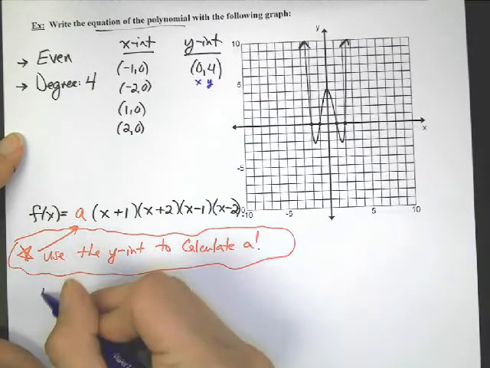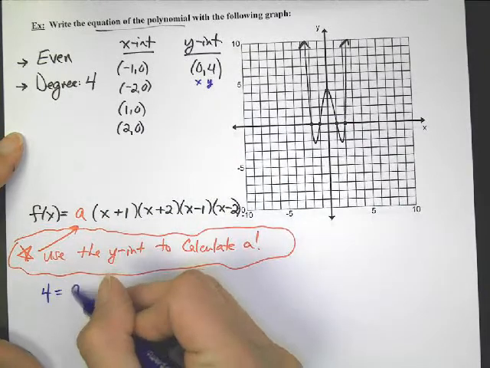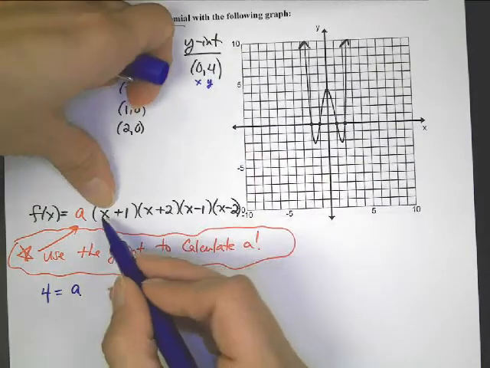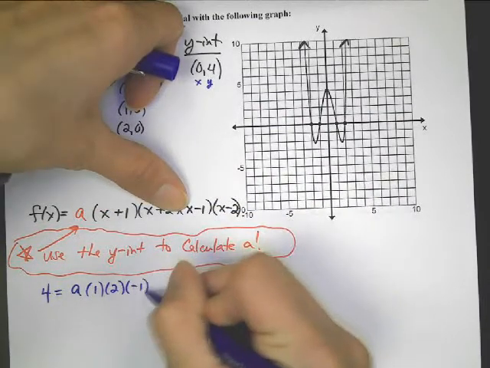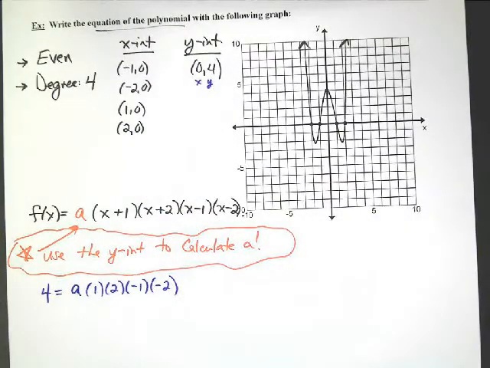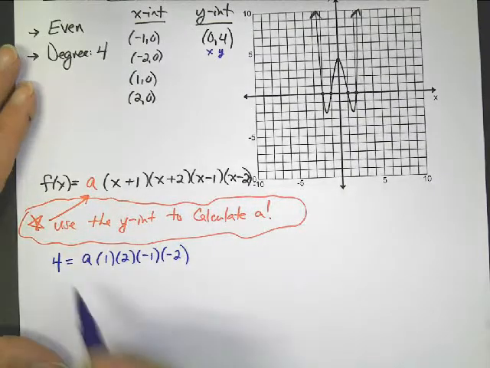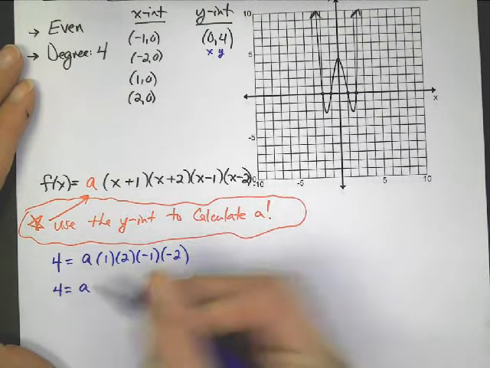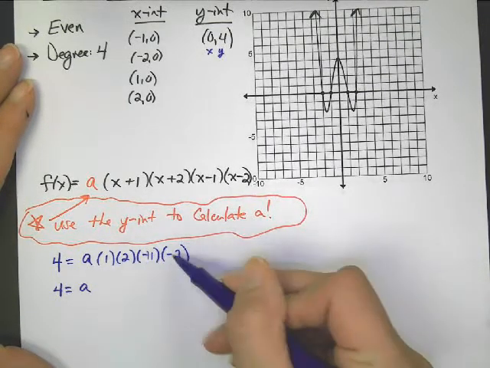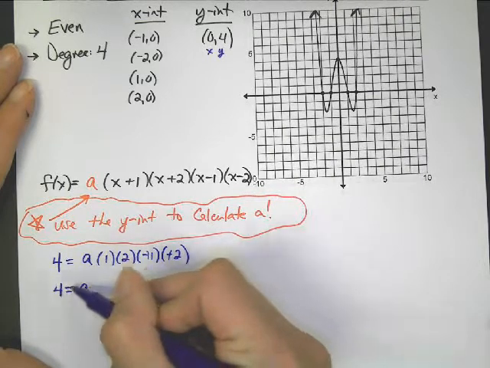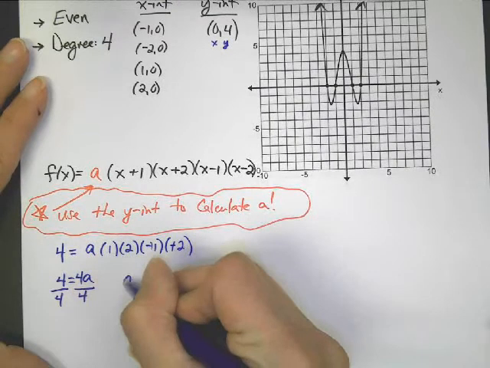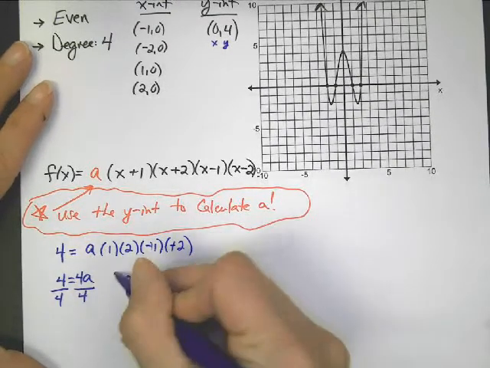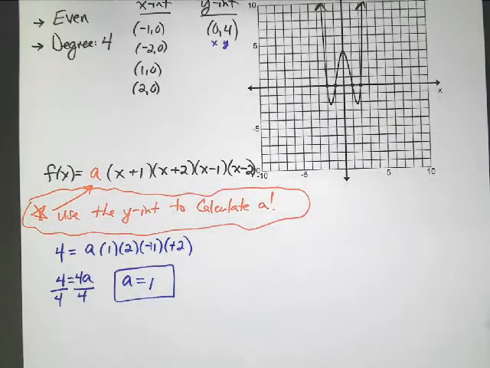So in place of f of x, let's put 4. I'm trying to calculate a, and x is 0. 0 plus 1 is 1. 0 plus 2 is 2. That's -1, that's -2. So all the x's turn into 0. 4 equals a. Negative times negative is going to cancel out. 2 times 2, that's a 4. All right, 4, that's nicer. Divide both sides by 4, and a is 1. Now, a is not always equal to 1. It just happens to be the answer in this case.